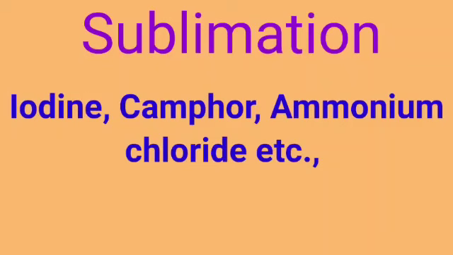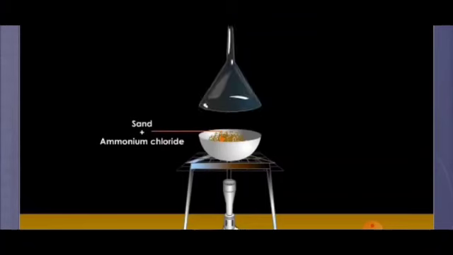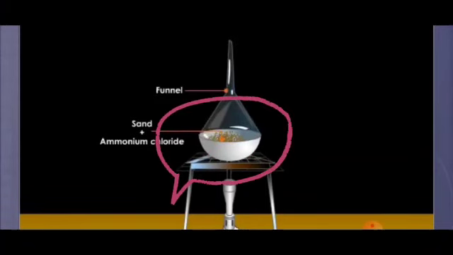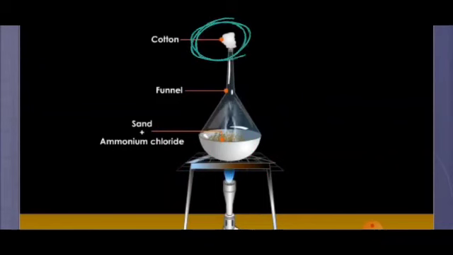Now through this experiment we are going to learn the sublimation method. The powdered mixture of ammonium chloride and sand we are going to take, children. It is taken in a china dish and covered with a perforated asbestos sheet. An inverted funnel is placed over the asbestos sheet, children. The open end of the stem of the funnel is closed using cotton wool and the china dish is heated.